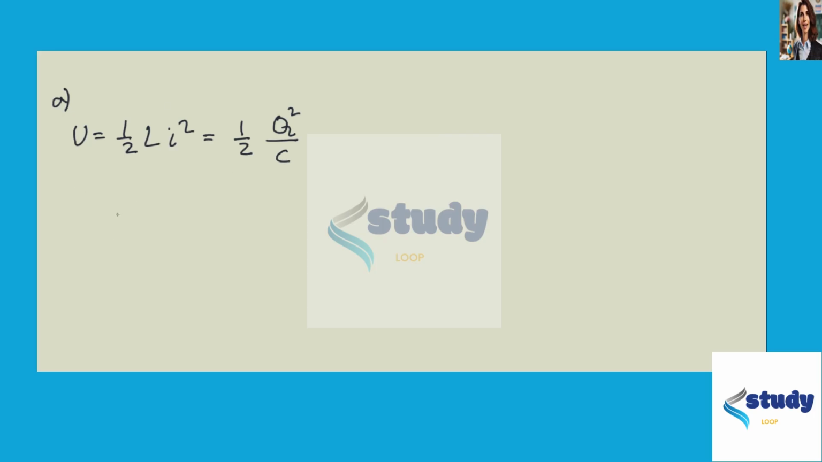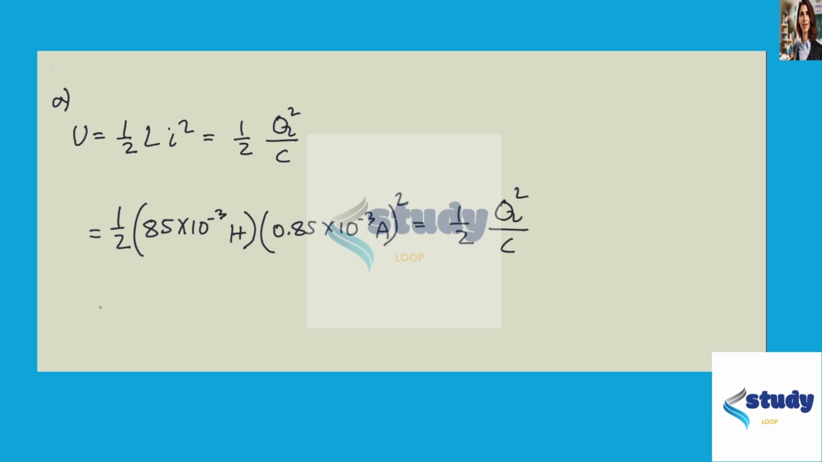So from the first half of the energy equation, we can use the given numbers. So we have 85 millihenry for L. So that's 85 times 10 to the power negative 3 Henry times the current, which is 0.85 times 10 to the power negative 3 ampere. Then there's a square, and that should be equal to half of Q squared over C.